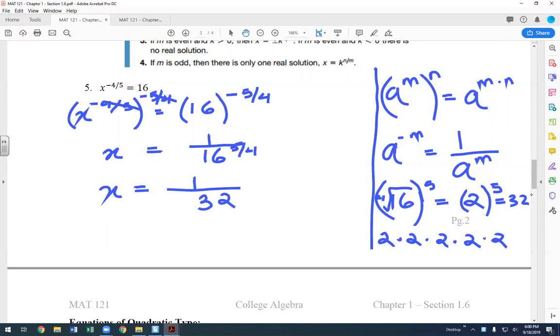Now, if this was not a negative exponent, if you just had x to the 4/5, then you would have just had 32 as your answer. It's the negative which is making this into a fraction. Okay. Any questions on number 5?